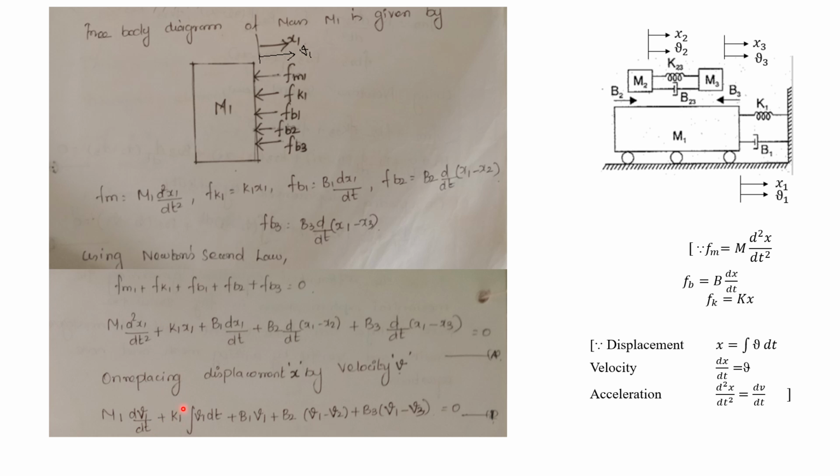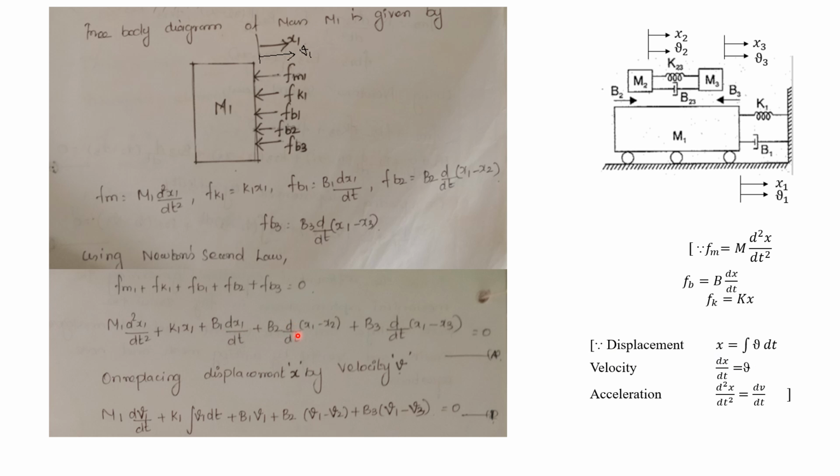Then plus k1 into what about x in terms of v? See the first equation, x is equal to integral v dt. Here we have x1, so integral v1 dt. The next term is b1 into dx by dt. What is dx by dt in terms of v? See here it will be v. Here we have dx1 by dt, so here we have to write it as v1.